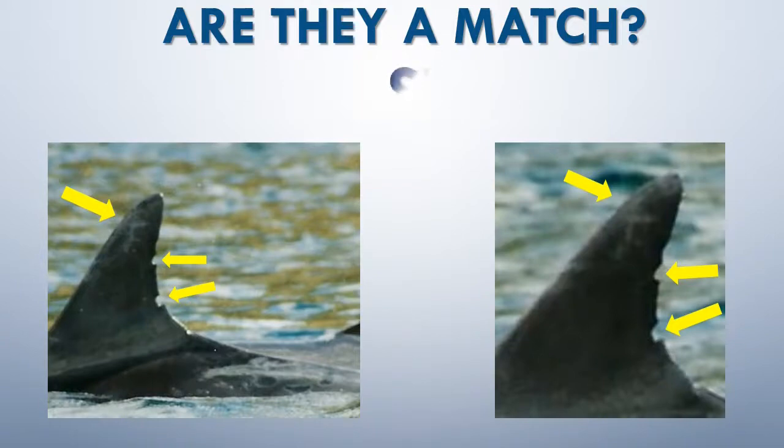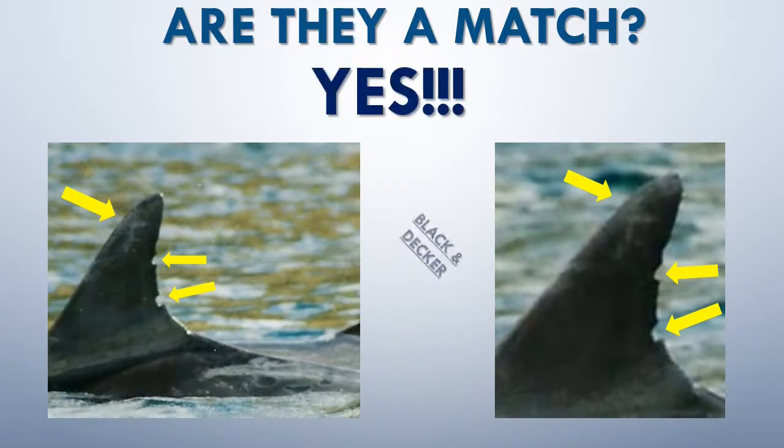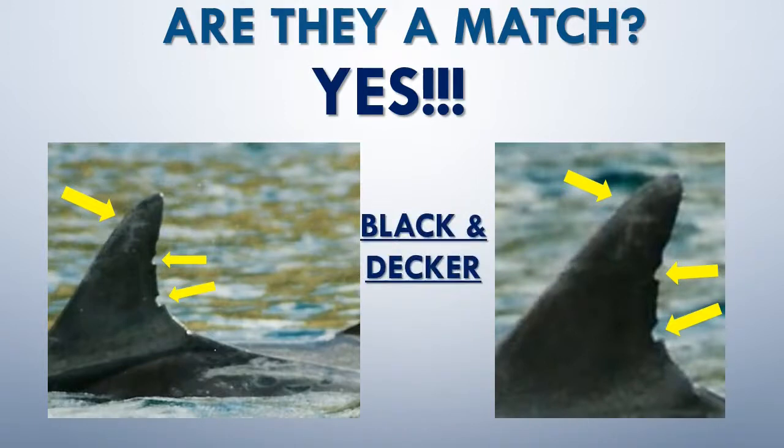So, what do you think? Yes, they are a match. And this dolphin's name is Black & Decker, and he was given this name because his fin, with these notches taken out, almost looked like the saw off a Black & Decker saw.